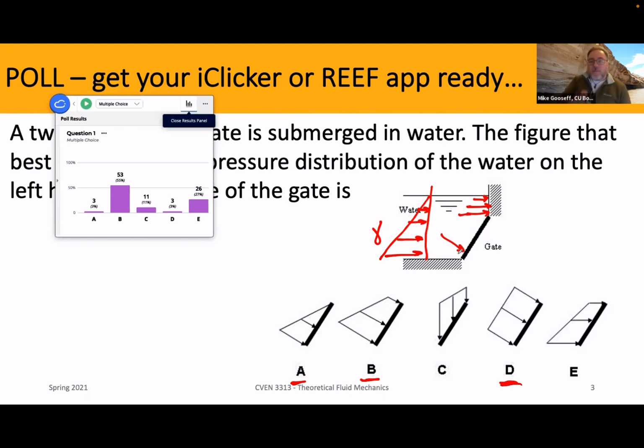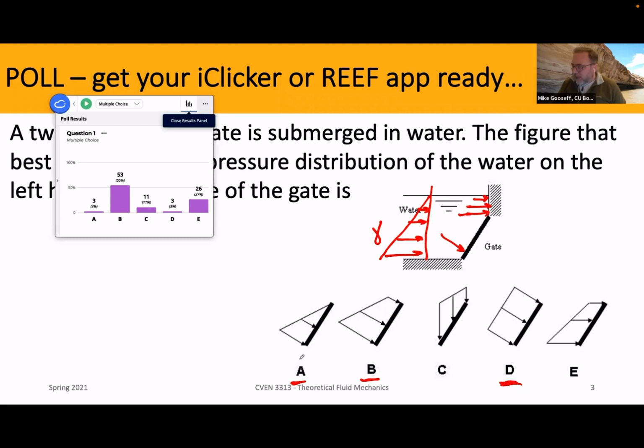Now, some of you may have thought E because we often think about that increase as we move down, the increase in pressure, but that's just a representation of how pressure changes. The actual interface of pressure with a surface is always at a right angle. So we have to have D, B, or A, okay? All right, now let's take this a step further.